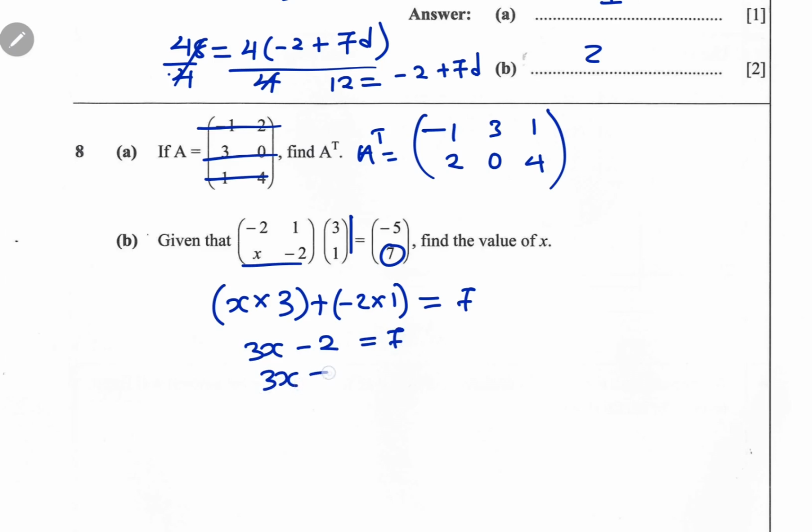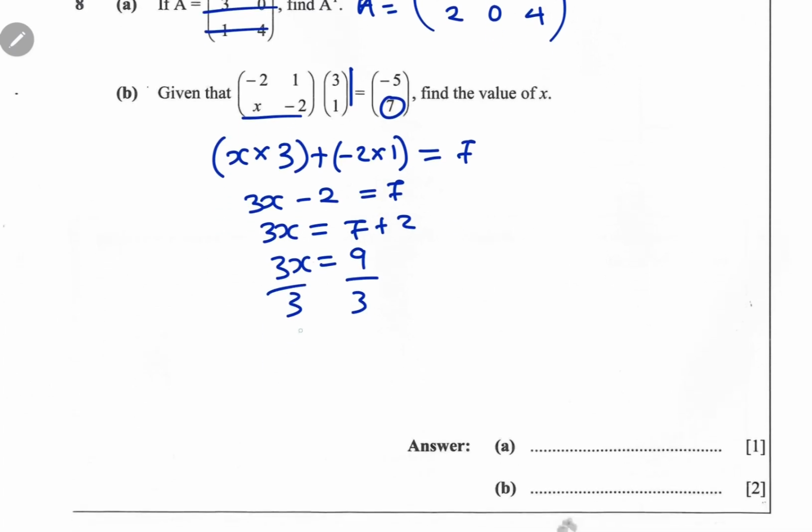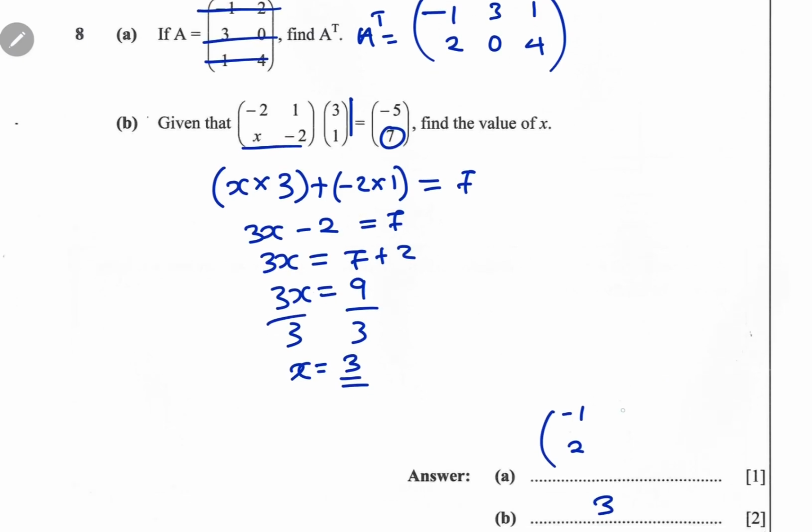So I have 3x is equal to 7 plus 2. 3x is equal to 9. Divide by 3, divide by 3. And x therefore is going to give us 3. So our x is equal to 3. What did we find as a matrix on top there? It's negative 1, 2, 3, 0, 1, 4. Don't forget to put your answer here. So that is the answer to this part.